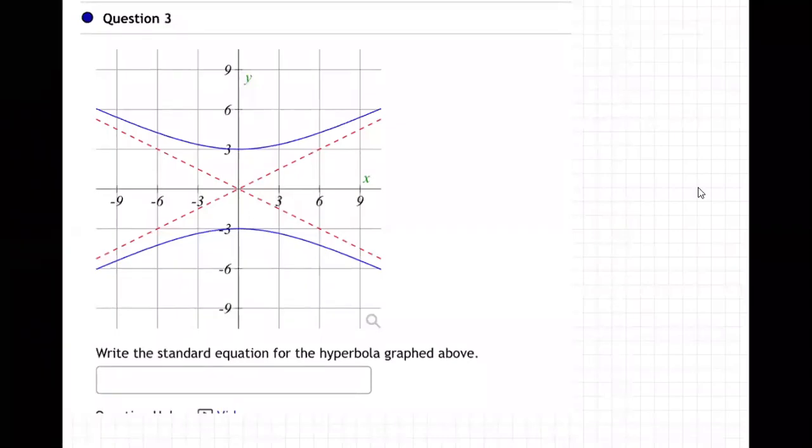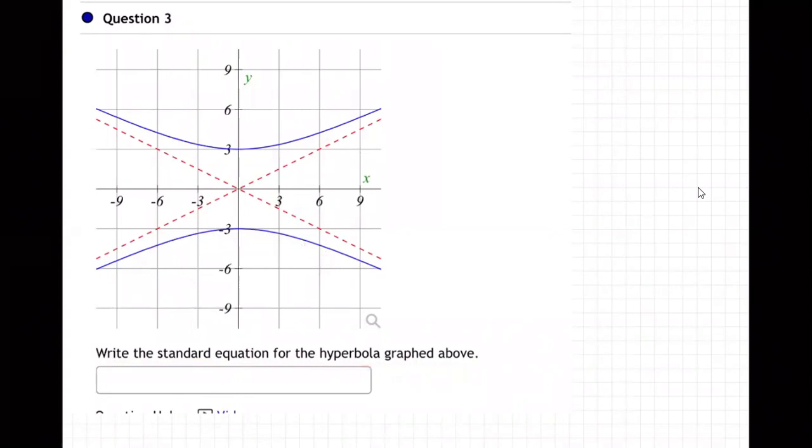Okay, so in number 3 here, we have a couple of branches, and this is a hyperbola graph clearly. And they want us to write the standard equation for the hyperbola graph above. So it's kind of working backwards. In other words, they're starting us with the graph, and they want us to come up with the equation. Okay, so how are we going to do it?